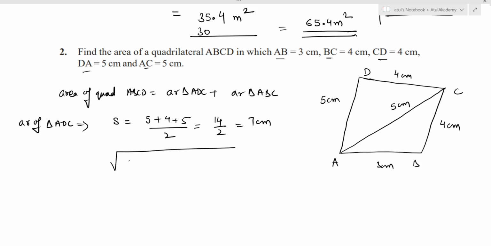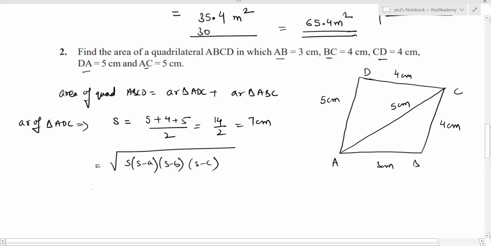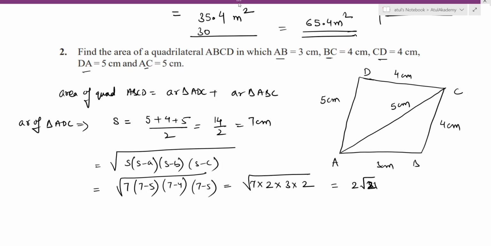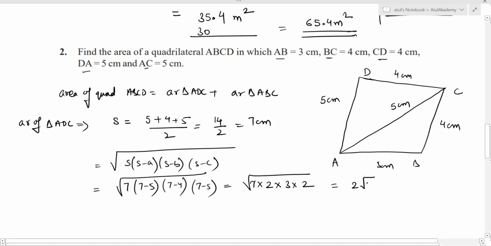So the area formula is root of S into S minus A, S minus B, S minus C. Let's substitute the values. 7, 7 minus 5, 7 minus 4, 7 minus 5 again. So I have 7 into 2 into 3 into 2. You see only one pair is there, which is 2. So 2 root 30, 21, sorry. Because it's 7 into 3, that is 21. I'll just erase and write neatly. So 3 into 7 is left over, so which is 21 centimeter square.